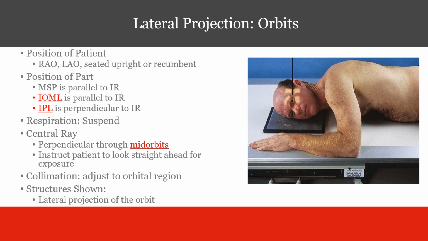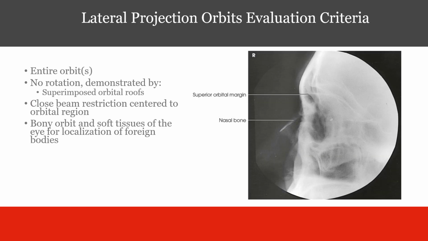For lateral projection of the orbits, again, the patient position and the positioning of the part should be the same, as well as the respiratory instructions for the other laterals, but the central ray this time is to the mid-orbits. The patient should look straight ahead for the exposure, and we should adjust to the orbital region for the collimation. We want to see a lateral projection of the orbit. So we should see the entire orbit with the superimposed orbital roofs. We want close beam collimation centered to the orbital region.